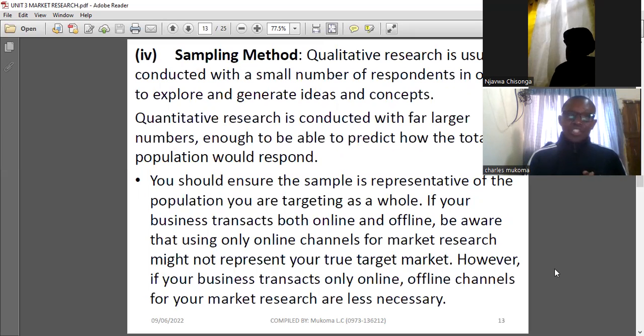Now, qualitative research is usually conducted with a small number of respondents in order to explore and generate ideas and concepts. That is qualitative data. When it comes to quantitative data, the sample size tends to be a bit larger than in qualitative data. Okay, but I'm sure these things you'll understand them. I think you did them well under research methodology, and even when you'll be doing the project, you'll just be referring to them so that we refresh our minds.